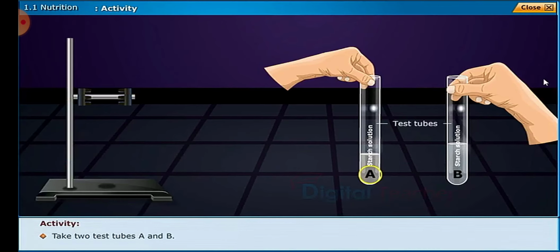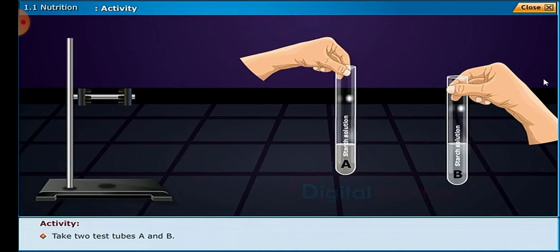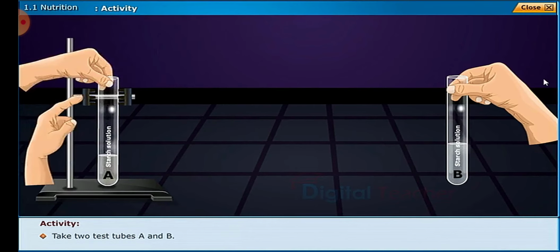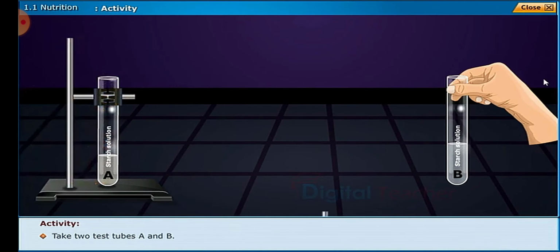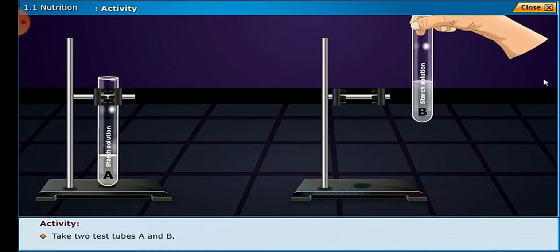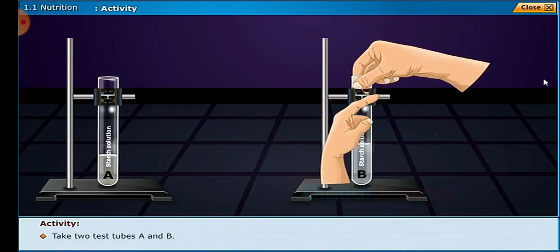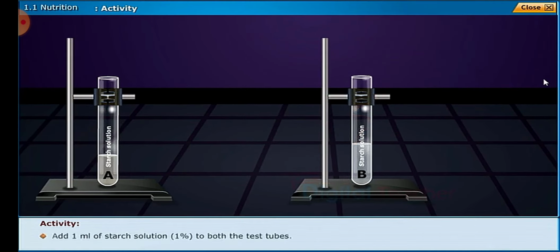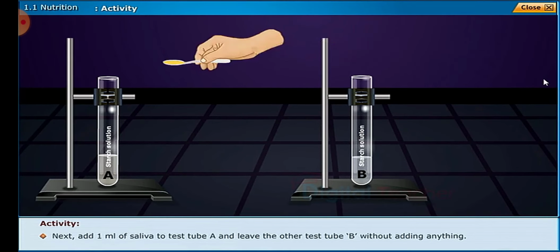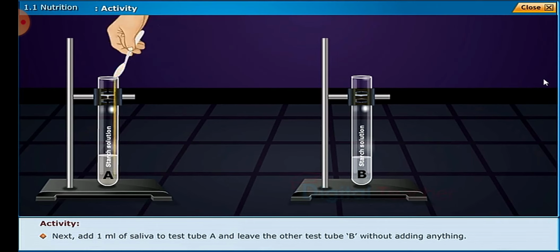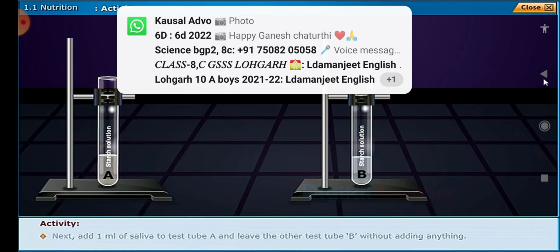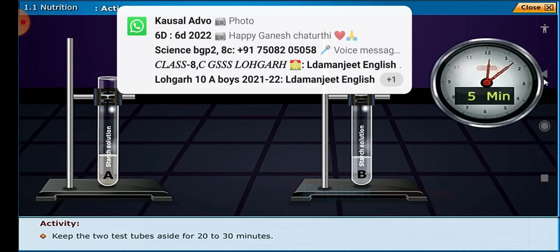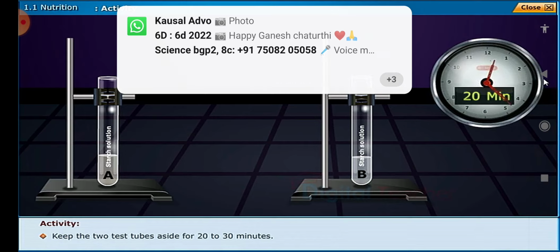Take two test tubes A and B. Add 1 ml of starch solution 1% to both the test tubes. Next, add 1 ml of saliva to test tube A and leave the other test tube B without adding anything. Keep the two test tubes aside for 20 to 30 minutes.